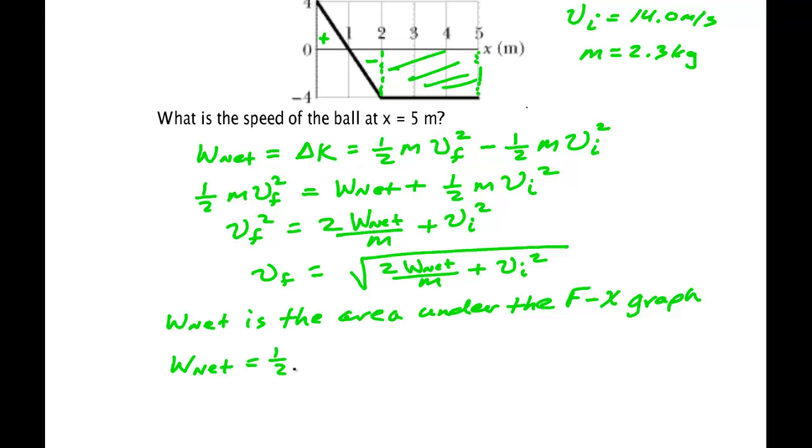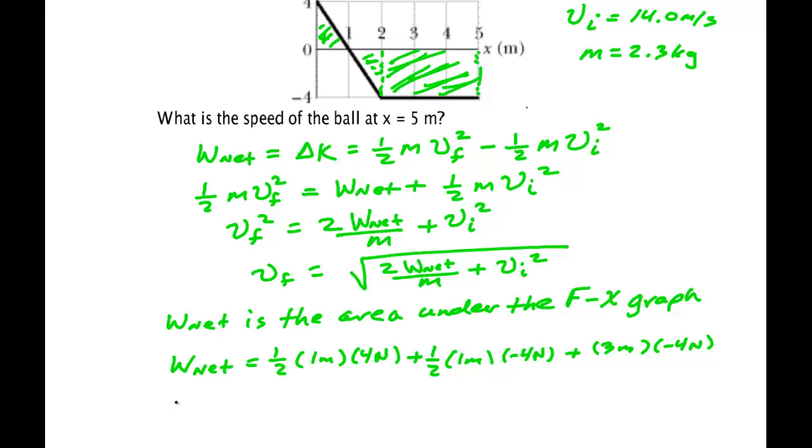So 1/2 times 1 meter times 4 newtons, that'll get you this little triangle right there, plus 1/2 times 1 meter times minus 4 newtons, that'll get you the area of there. Notice that the height is negative, so it's a negative area, plus 3 meters times minus 4 newtons. That gets you this rectangle. Put all that together and you find that there was minus 12 joules of work. Now that I have that, I can put that in this equation here.